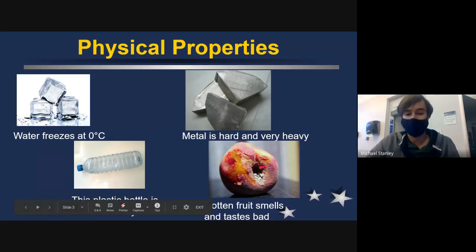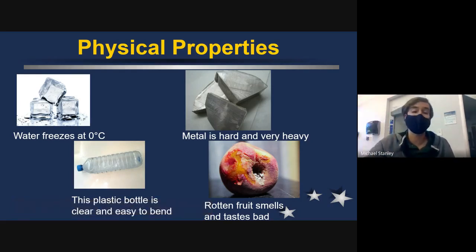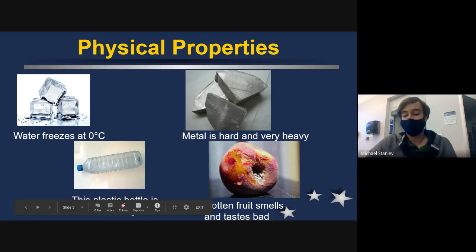I don't even know if this used to be a peach or an apple. Whatever it used to be, it is not that anymore. It's real gross and nasty. So the bad smell and the bad taste are physical properties that most rotting fruit has, right? Most fruit, if it goes really bad, then you can tell pretty easily that it is really nasty.